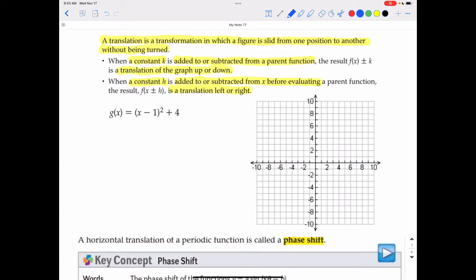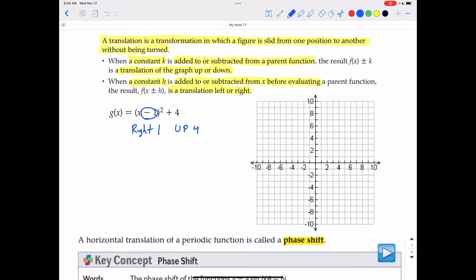g of x equals (x minus 1) squared plus 4. The number that is grouped with the x is your left-right shift. Since this is a -1, remember that it feels like it goes backwards. So -1 is actually a shift that is right 1. And then the number that is not grouped with the x is your up-down shift. It's a +4, so that is up 4.